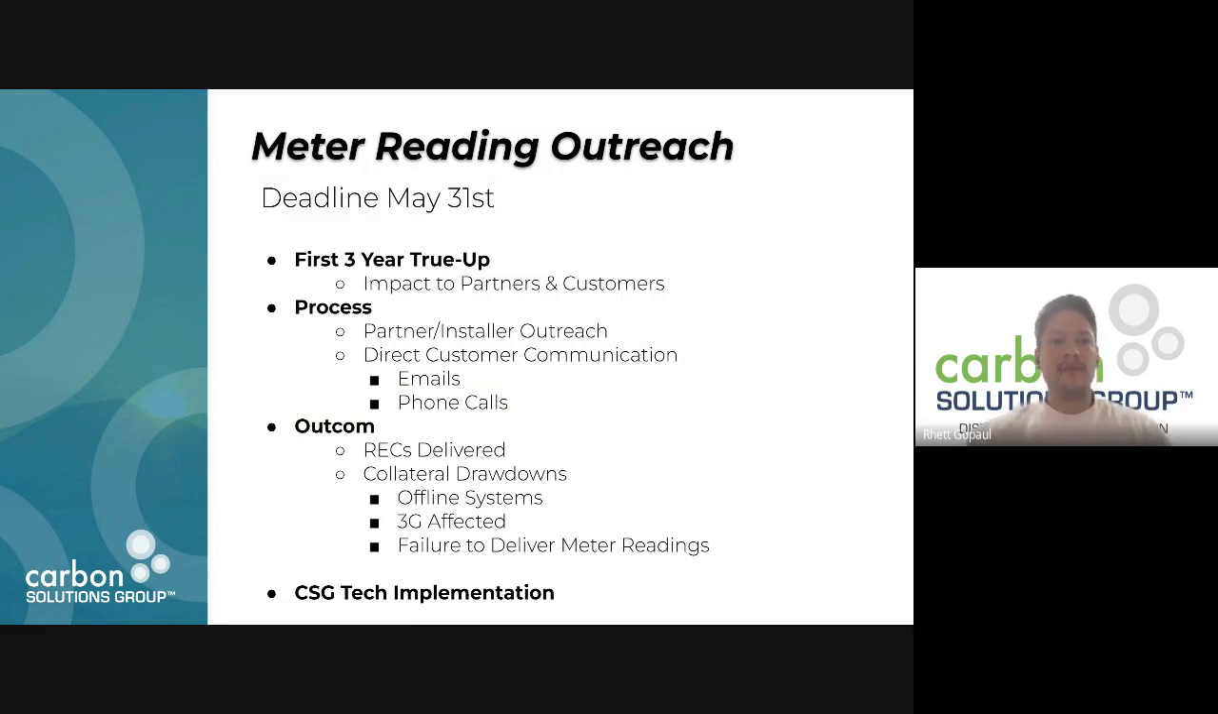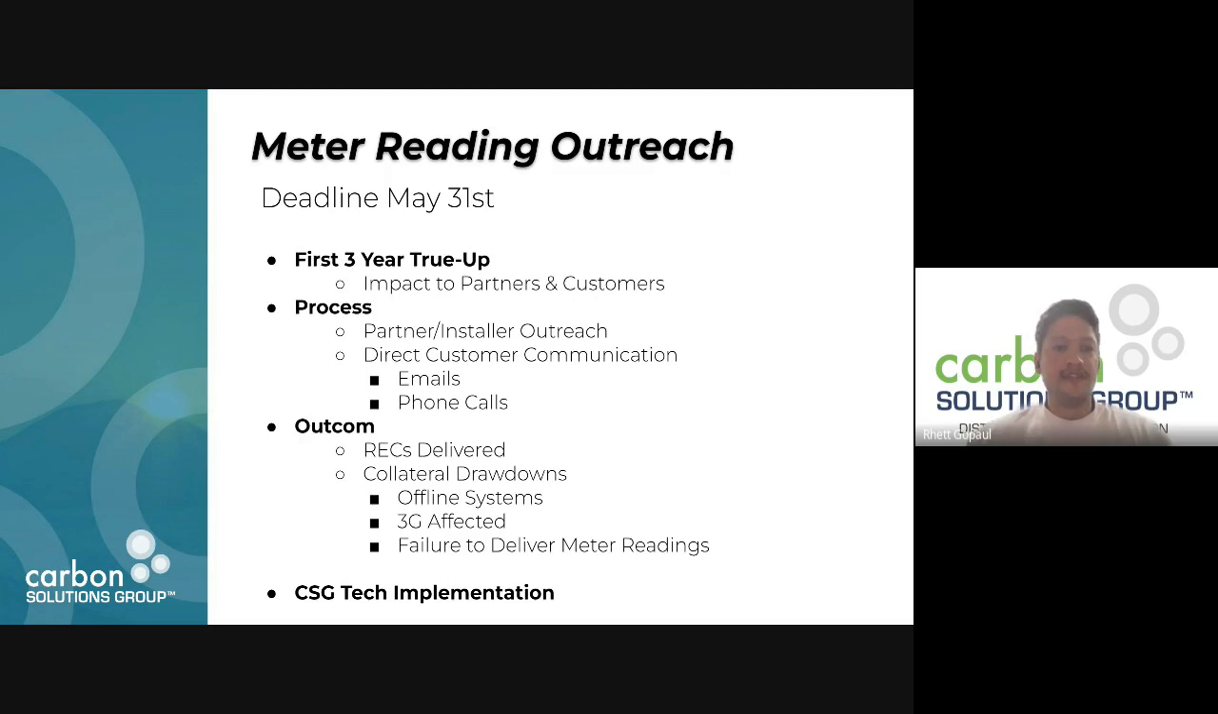The outcome we'll see with the 3-year true up is, one, RECs will be delivered and customers won't owe any money back. That's the ideal scenario. Secondarily, we'll see collateral drawdowns. The amount of drawdown will depend on how many RECs the customer is short. If they've had a failure to deliver meter readings for a significant period of time, that may be a significant drawdown.